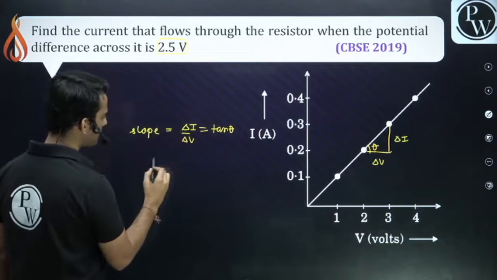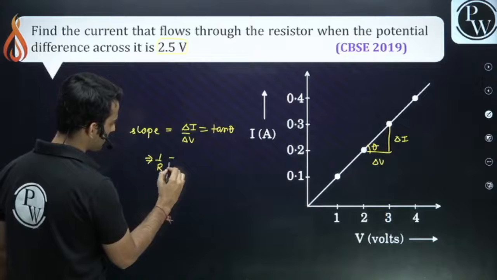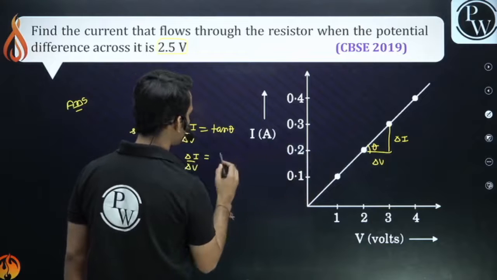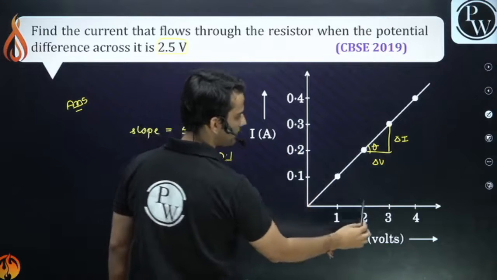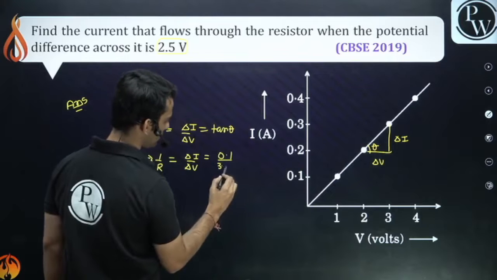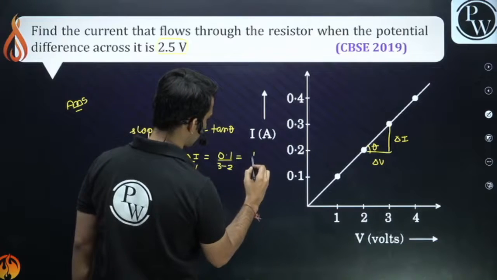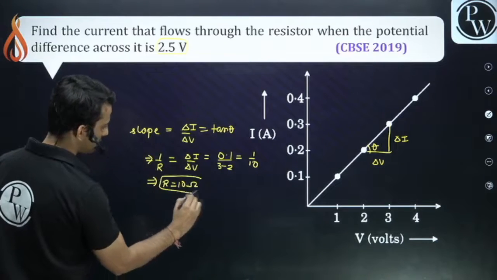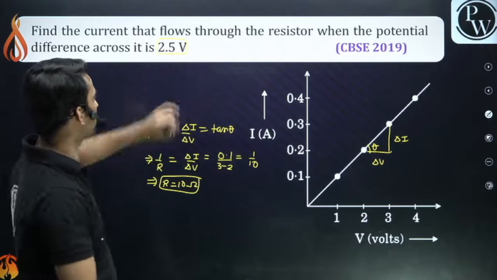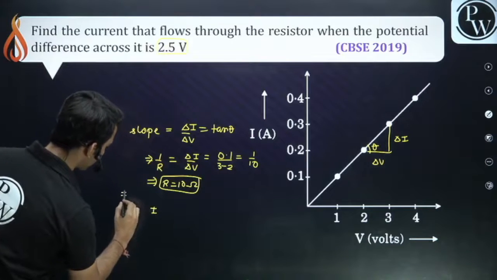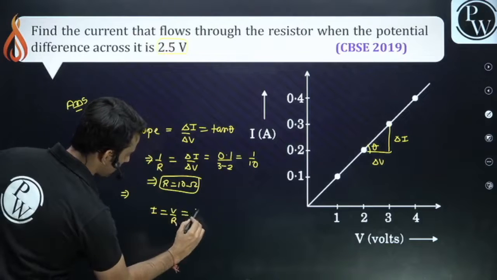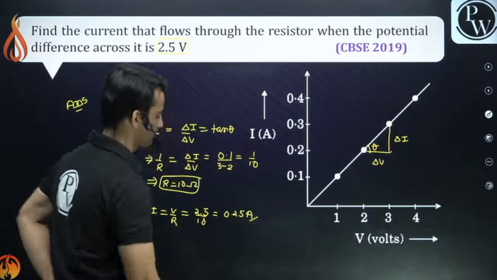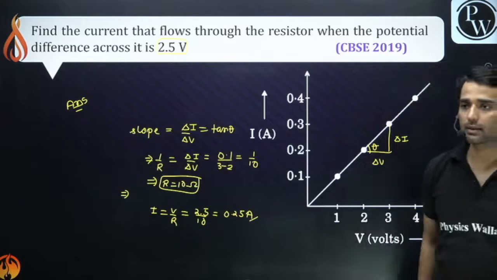So I by V is nothing but 1 by R. So 1 by R is delta I upon delta V. What is delta I in this triangle? 0.3 minus 0.2, 0.1. What is delta V? 3 minus 2, 1. So 1 upon 10, so the resistance is 10 ohm. Now you have to calculate the current when the potential difference is 2.5 volt. By Ohm's law, I is V by R, 2.5 upon 10, so it will be 0.25 ampere. Finish. Just calculate the slope, nothing else.